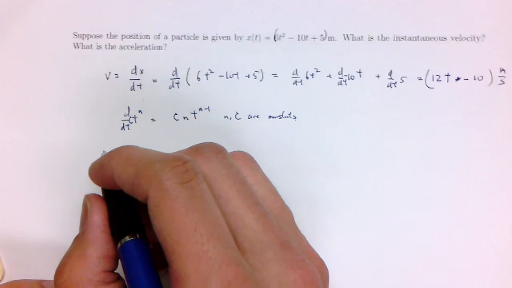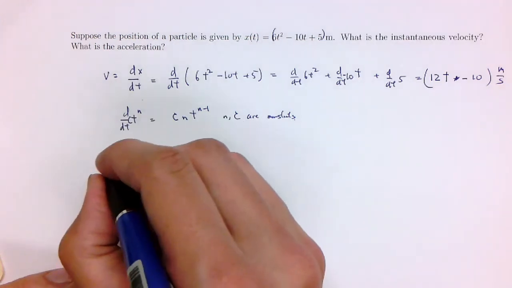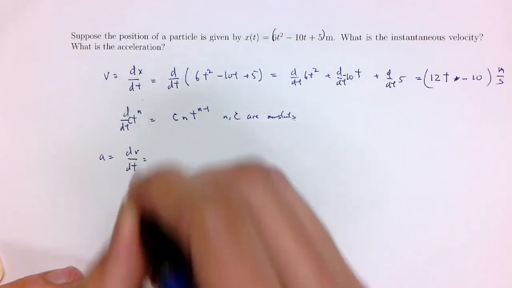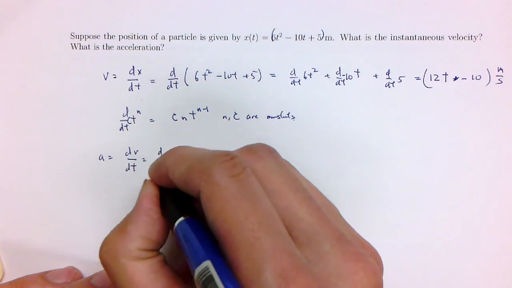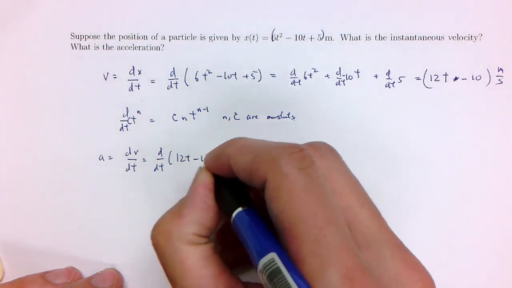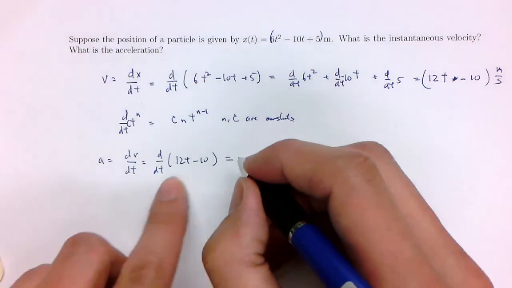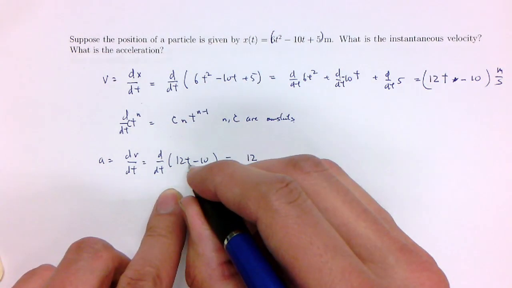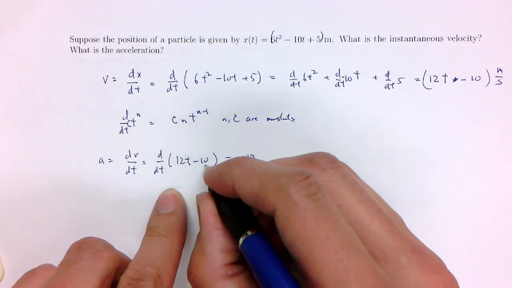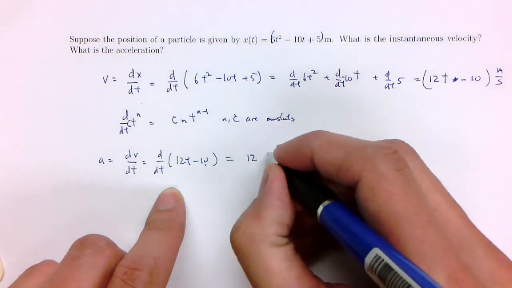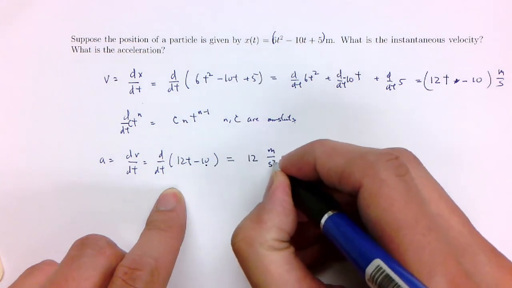Now let's get the acceleration. The acceleration is equal to the derivative of v with respect to time, so it's d by dt of what we just computed, 12t minus 10. Only one term comes into play, because the term minus 10 is a constant, and d by dt of a constant is always 0. So that's 12, and let's put the unit right in: meters per second squared.